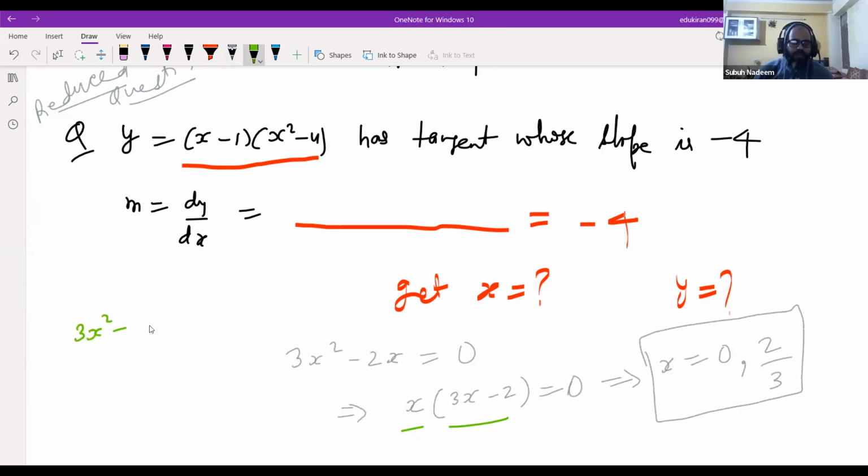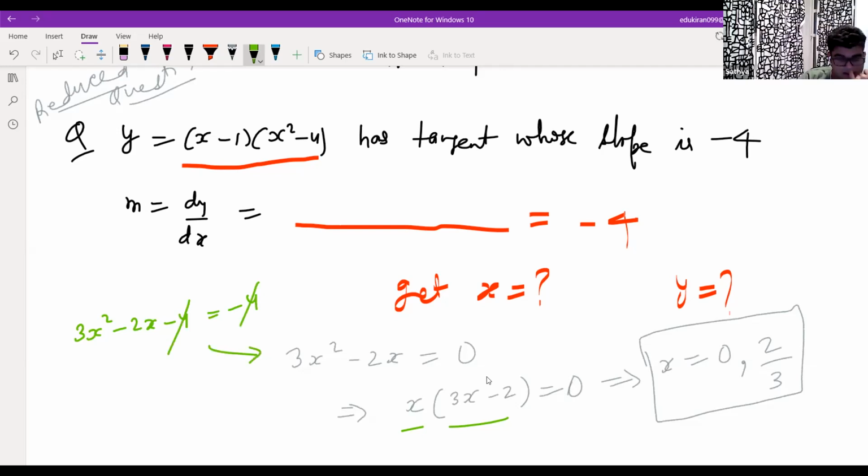3x square minus 2x minus 4 you got as the slope, and the slope is equal to minus 4. This cancels, so you get 3x square minus 2x equal to 0. So x into 3x minus 2 equal to 0. So x is either 0 or 2 by 3. Now you have to get y also.